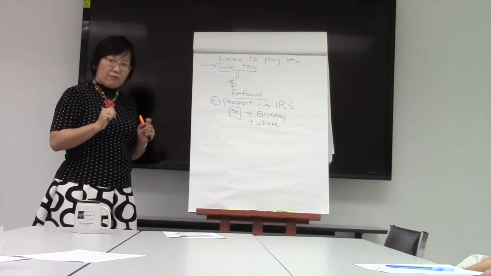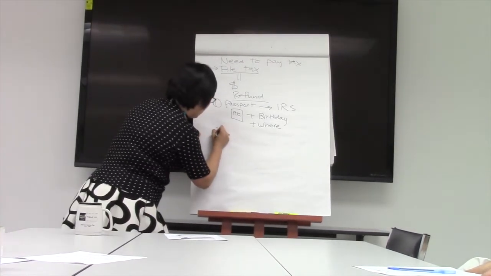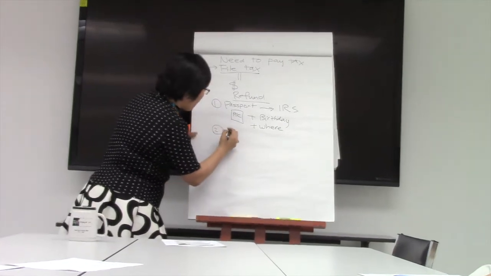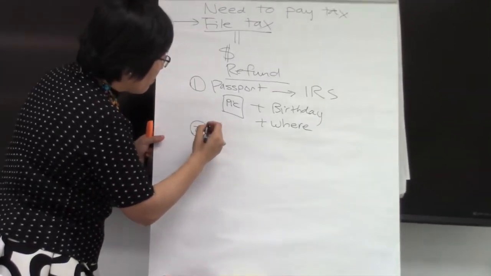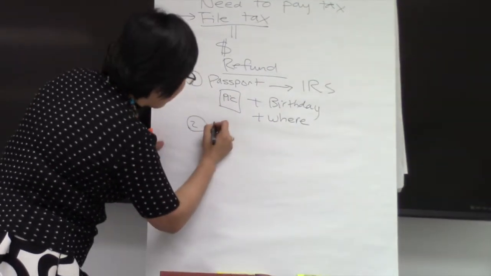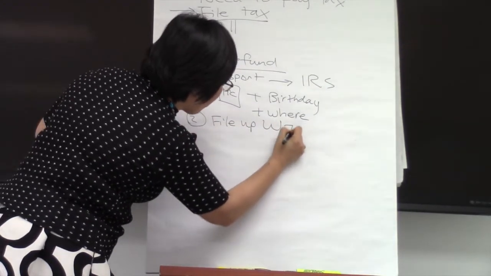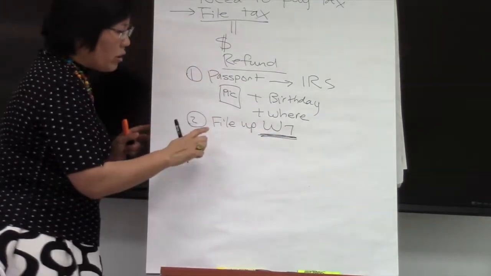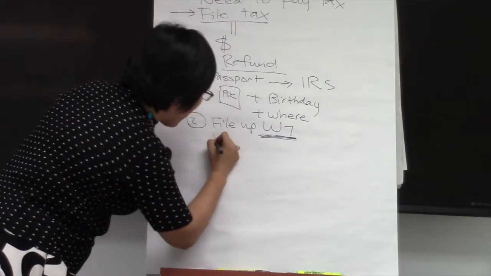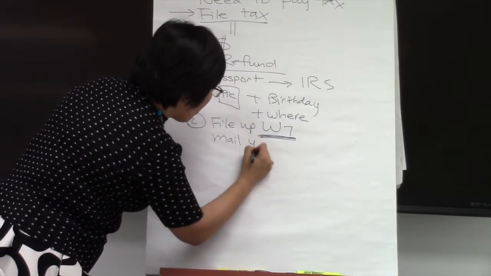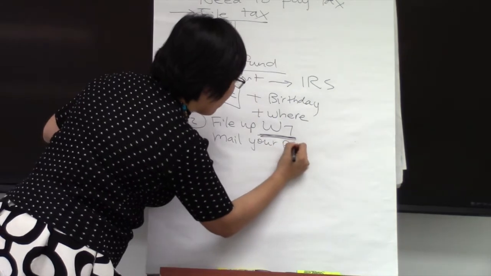So you need to go with your passport or your picture, plus your birthday, plus where you come from, and then you can actually apply for an ITIN. You do it yourself, okay? The other way, you can fill out the W7. This is the form W7. You can do that yourself and mail your passport to the IRS.